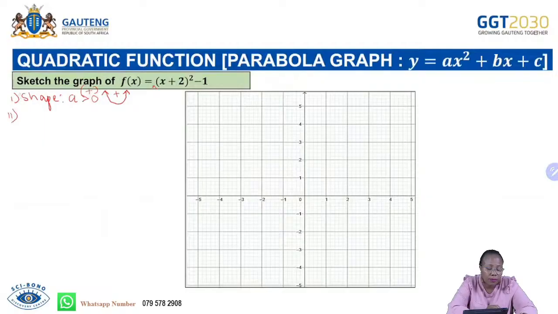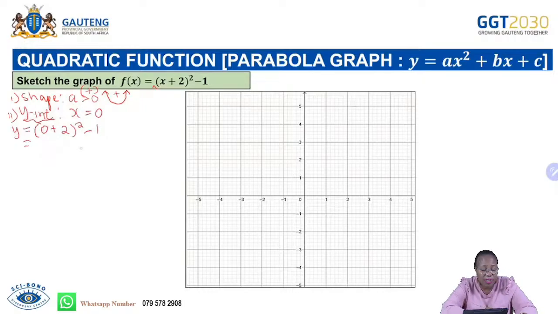Secondly, we are looking at the y-intercept of the graph when x is 0. So we are going to put 0 on x. So this will be y equal to 0 plus 2 squared minus 1. And then into your calculator, grade 12, straight to the answer. This will be y equals 3. Happy, you have your y-intercept.